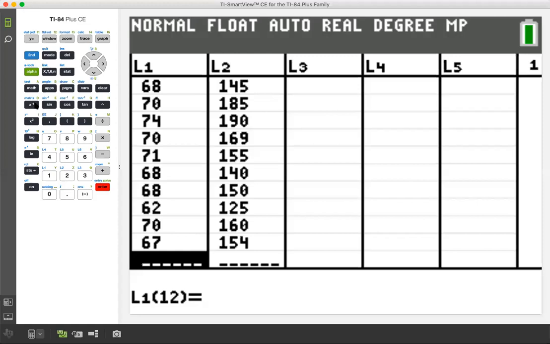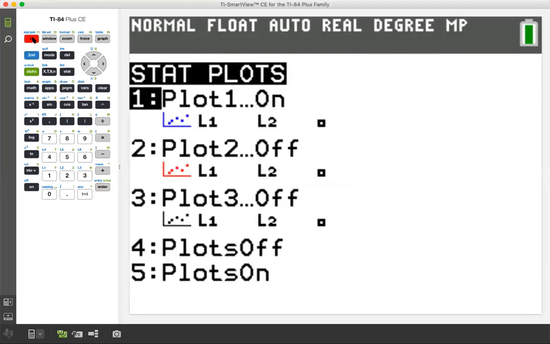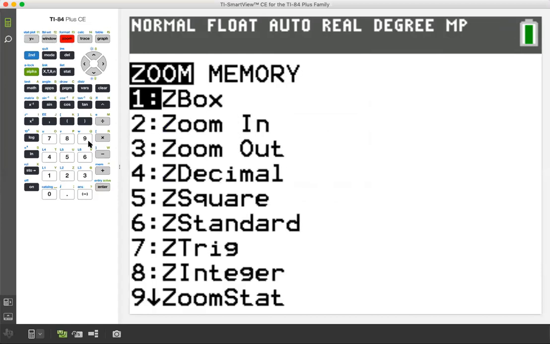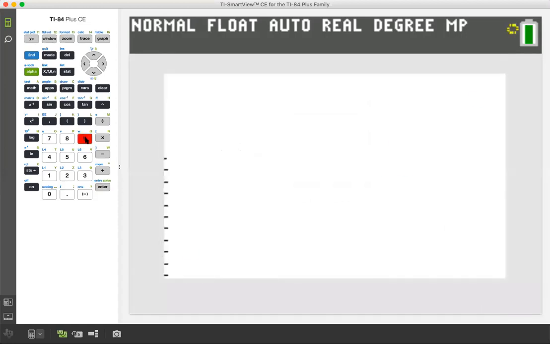Okay, so you have the numbers in. We're going to hit the second button at the top. We're going to hit y equals. And then we're going to hit zoom. Oh, that's what I forgot, to go to Zoom. Okay. Zoom, yeah, and then number 9. All right, there we go.